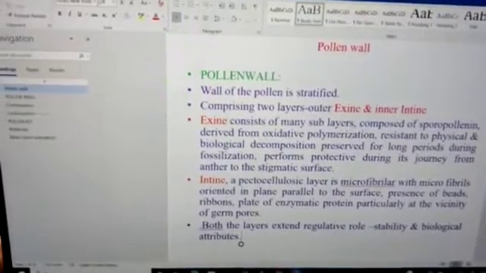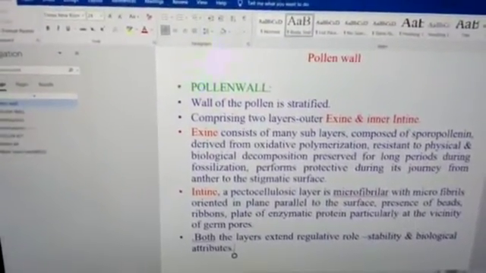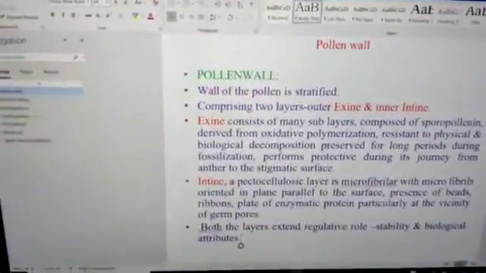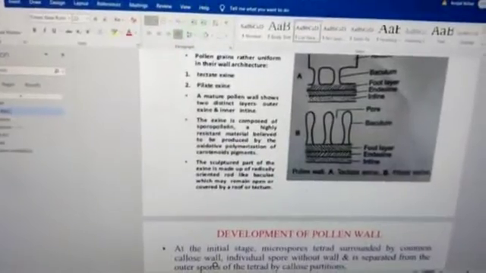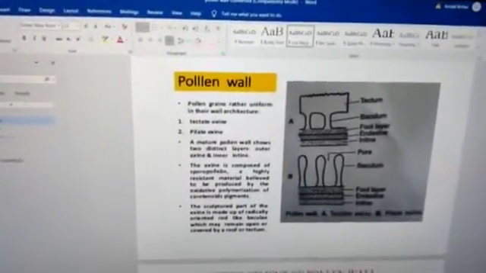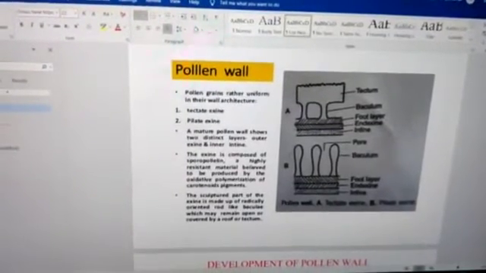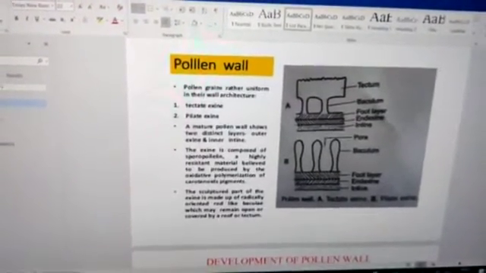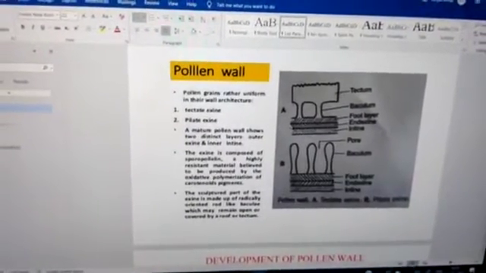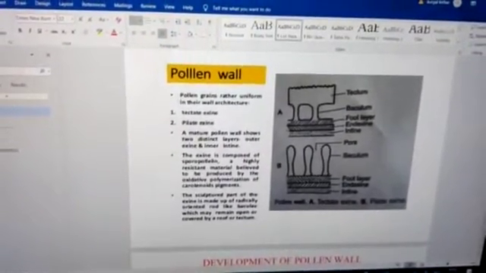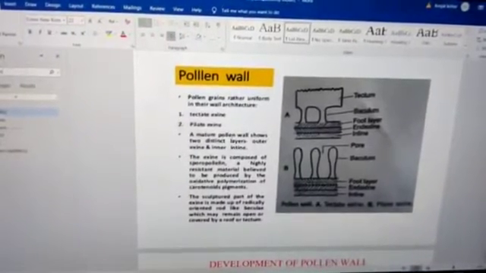Then the pollen wall. Here is the full-fledged structure of the pollen wall. A portion has been disclosed here. Pollen grain is rather uniform in its wall architecture. First it is having a tectate exine, and then second is the pilate exine. A mature pollen wall shows two distinct layers, the outer exine and the inner intine.